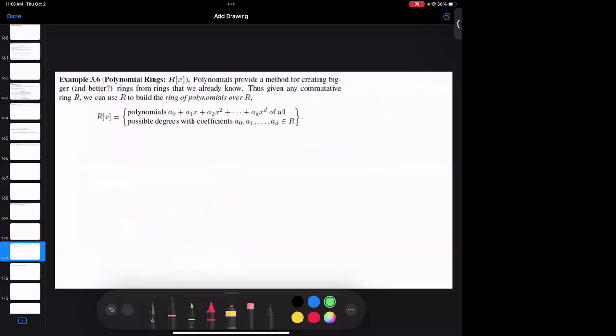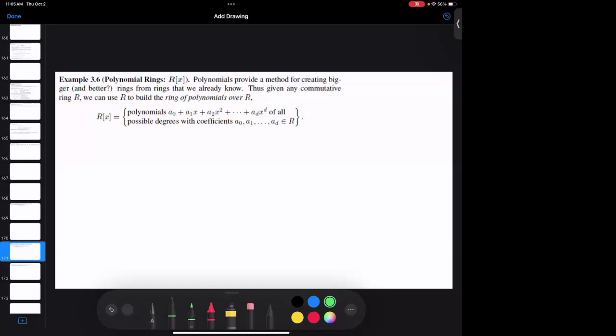You can also have polynomial rings. And so what we can do is we can look at a polynomial of degree d, which we've done several times today. But if I take a polynomial of degree d and I multiply it by a polynomial of degree d, what's the degree?